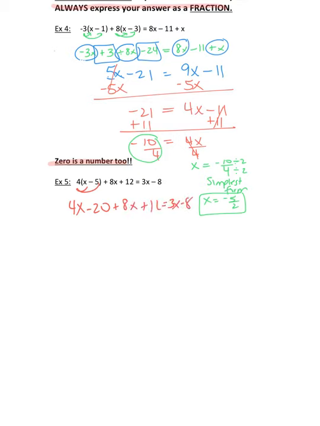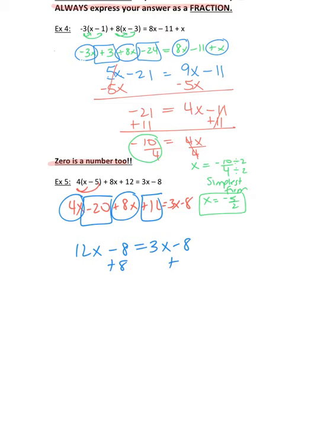I'm going to combine like terms. So I have 4x can combine with 8x, and negative 20 can combine with 12. So that's going to give us 12x, and then negative 20 plus 12 is negative 8, equals 3x minus 8. Let's say I added 8 on both sides of the equation here. Then I have 12x equals 3x.